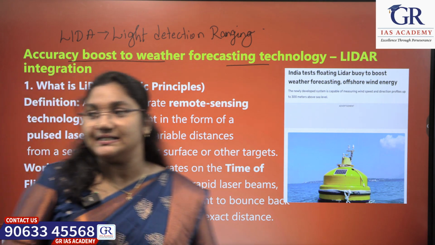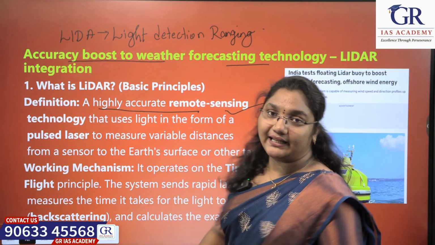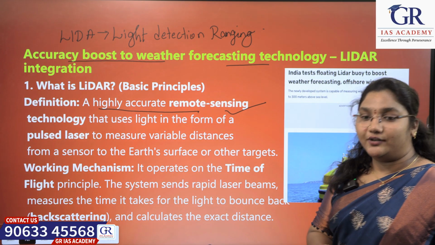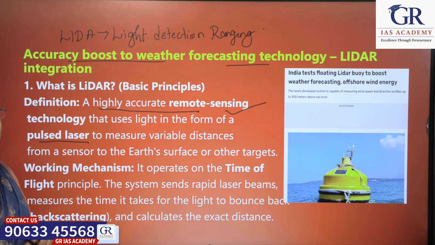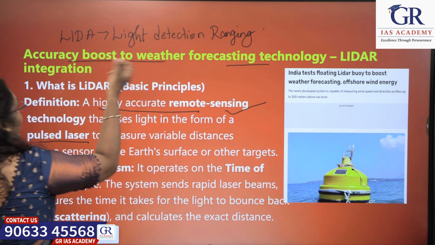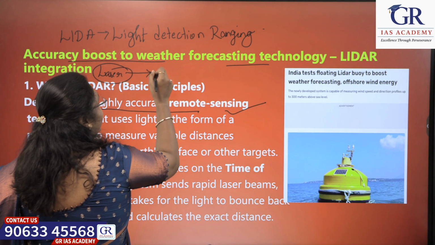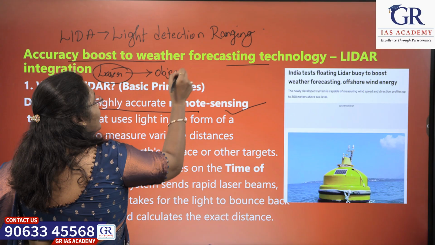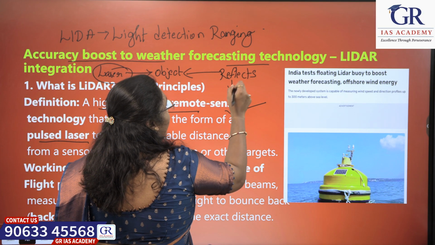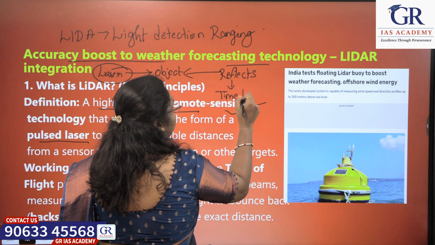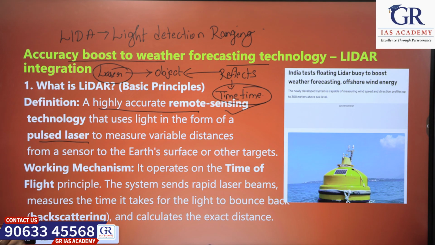Let us see on what principle LiDAR works. The basic principle is that it is a highly accurate remote sensing technology that uses light information in the form of a pulsed laser to measure variable distances from a sensor to the earth's surface or other targets. What happens in this principle is a laser light is released, it strikes the object, it reflects back, and it measures the time.